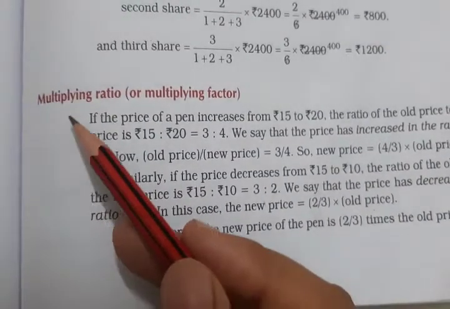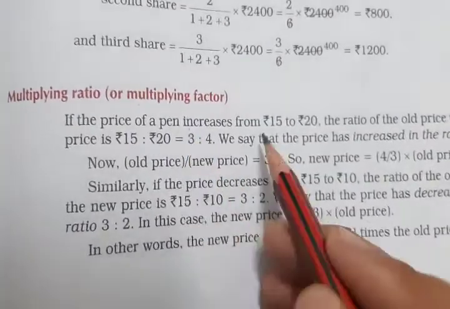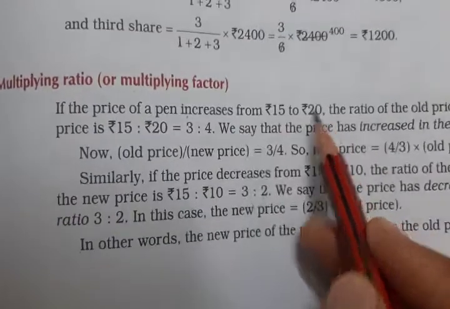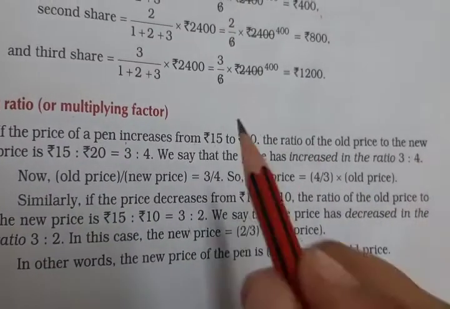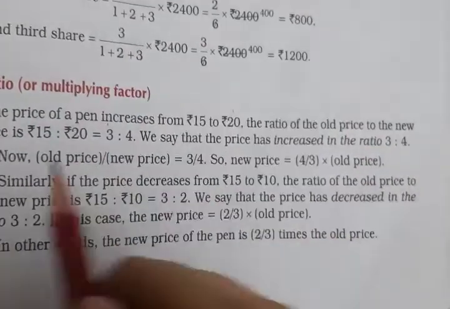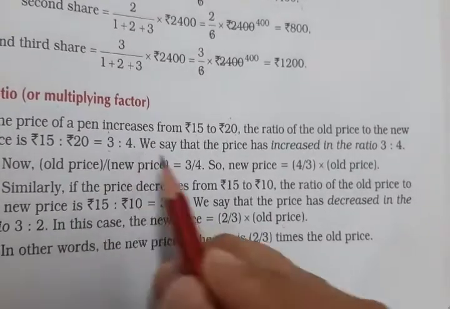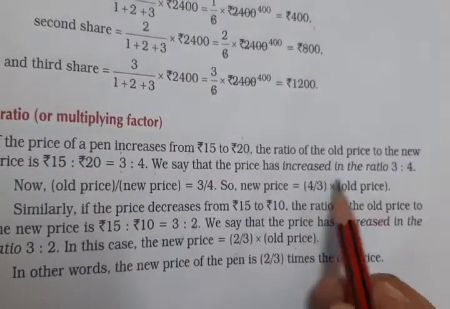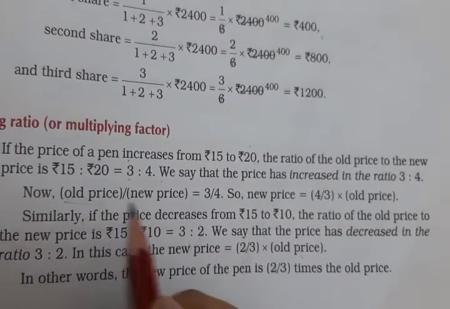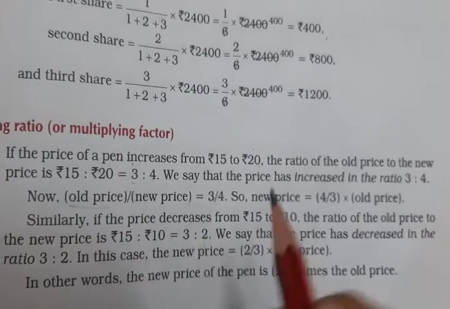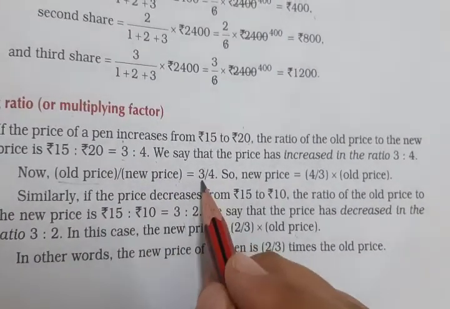Next topic is the multiplying ratio or multiplying factors. If the price of a pen increases from 15 to 20, the ratio of the old price to the new price, old is this and new price is this, that is how we will write 15:20, that is equal to, after dividing, 3:4. We say that the price has increased in this ratio. Understand? Now old price divided by new price, we will write the ratio like that, 3/4.